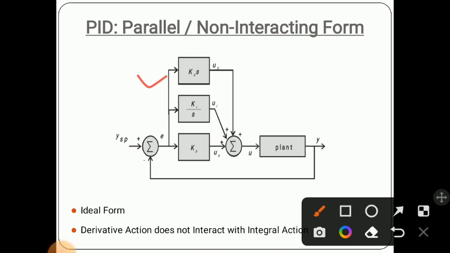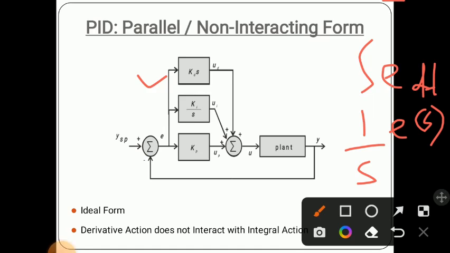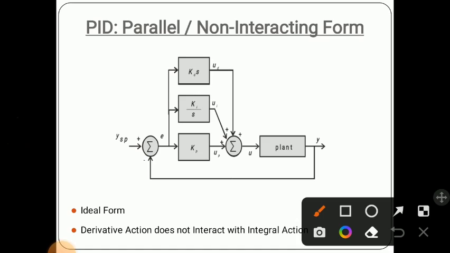Now if there is an integration in the equation, Ki into the integral of e dt, then in the Laplace transform we get 1 upon s into E of s, and here we get U of s equal to 1 upon s into E of s. So the ratio of output upon input, U upon E, gives Ki upon s. That's why our second answer is Ki upon s. And for the constant of proportionality, there is no derivative or integral, so we directly get Kp as a block.